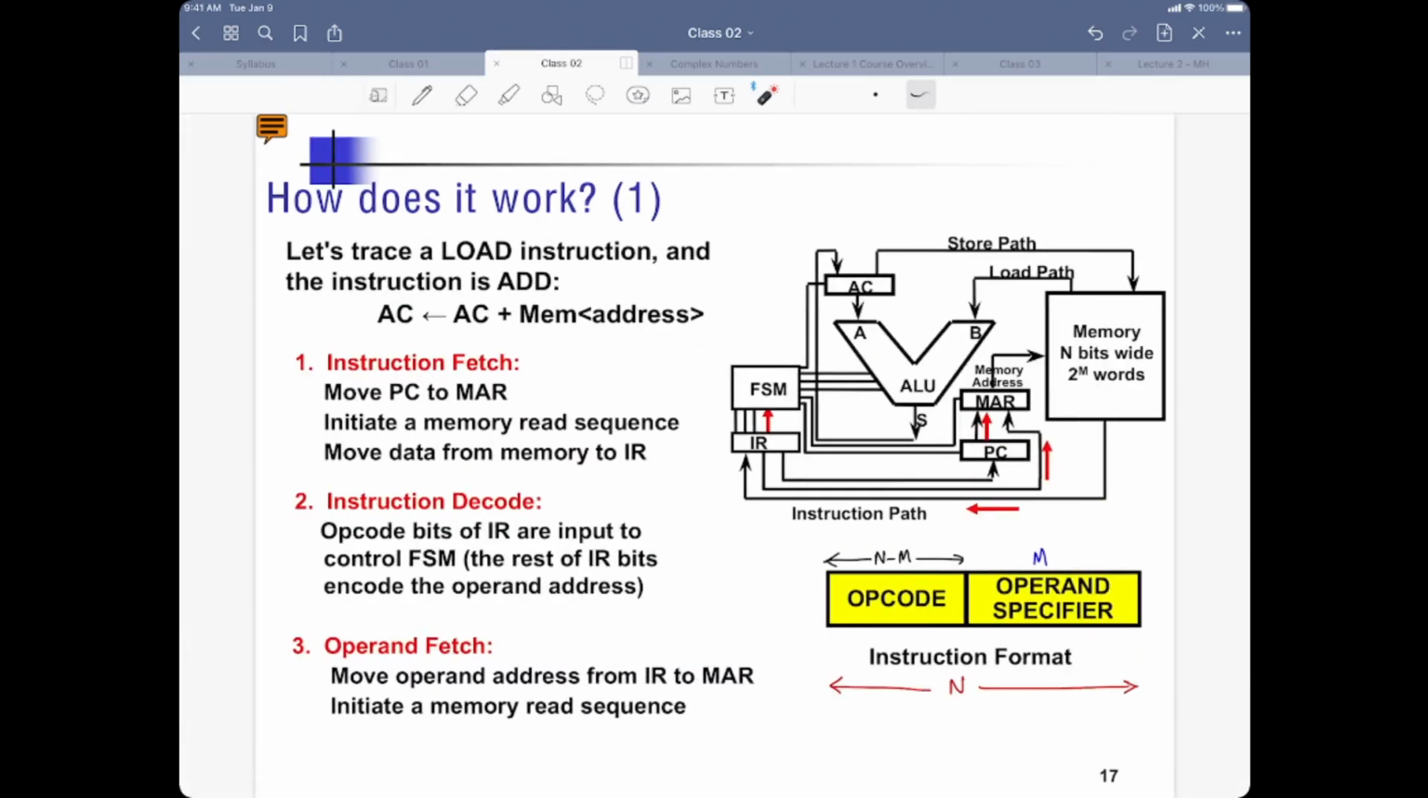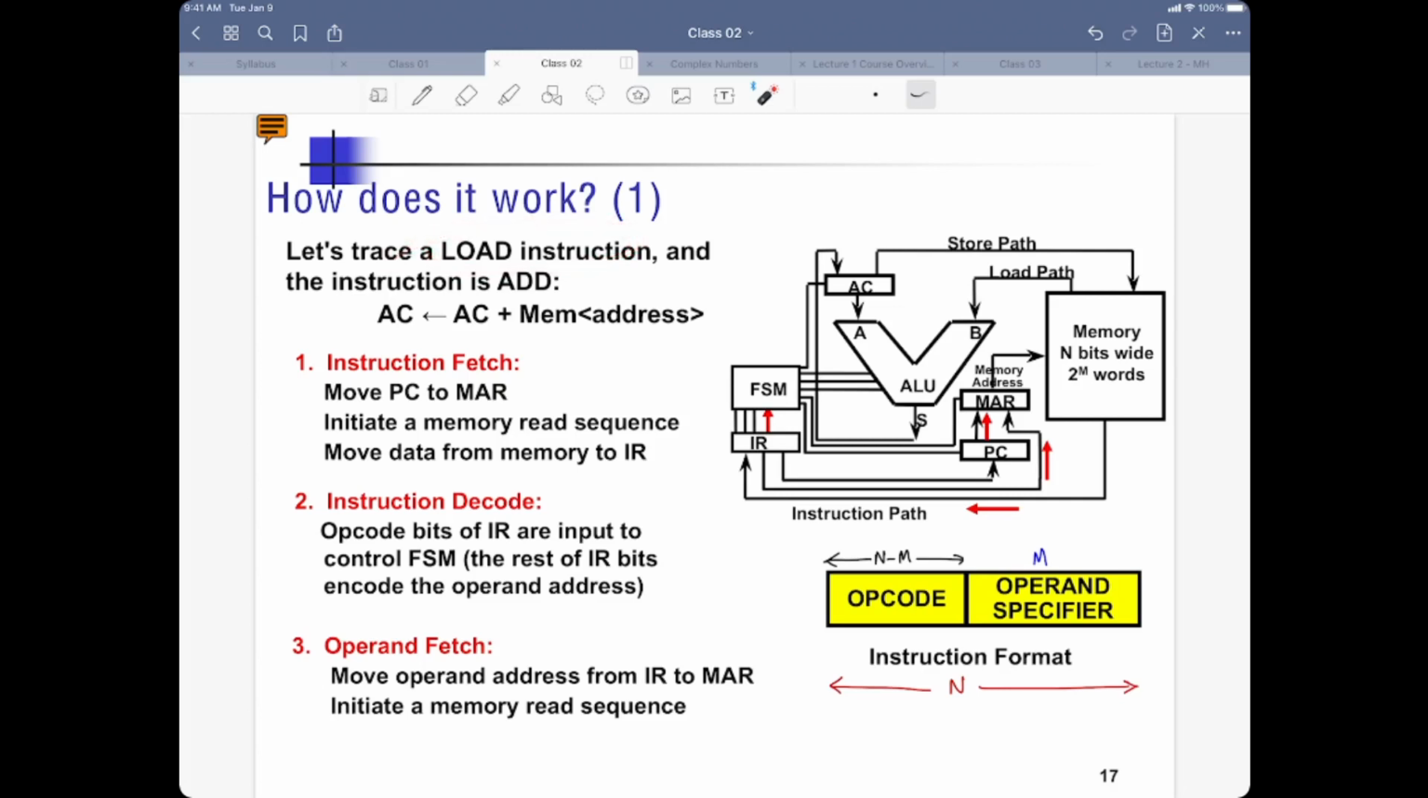How does it work? We are going to trace instructions now. And hopefully, if you guys have been with me so far, this is going to go really easy. It's going to go really well, quick and easy. Let's trace a load instruction. I want you guys to do this.